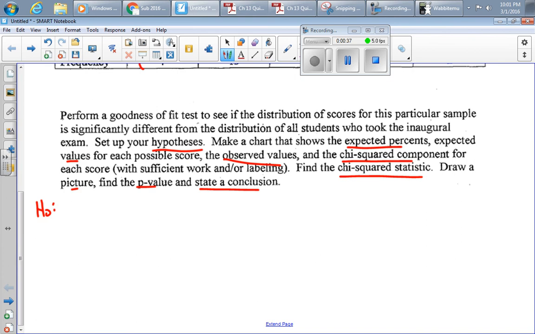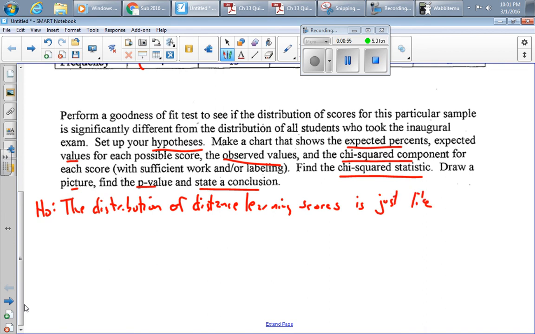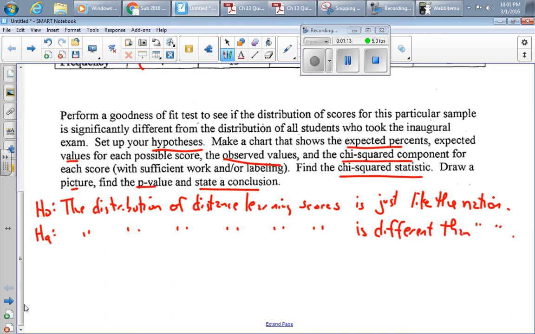So let's start out with the hypotheses. Well, the null hypothesis is the distribution of distance learning scores is just like the nation, no change or no difference. HA, same idea, is different than the nation. That's what we're looking at. So there's the null and alternative hypotheses. When we get done, we'll go through and assign points to each thing.